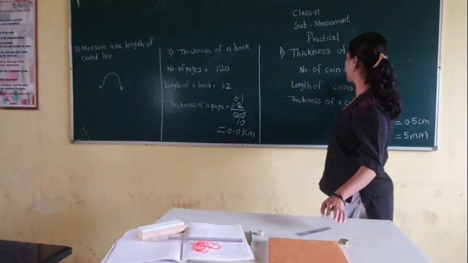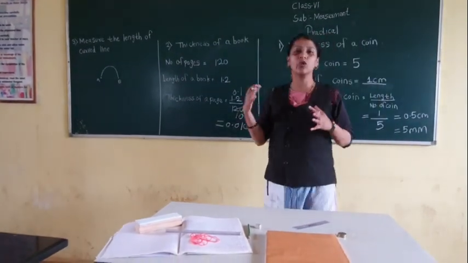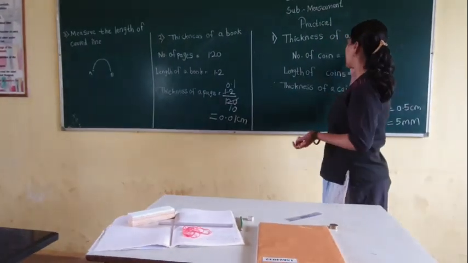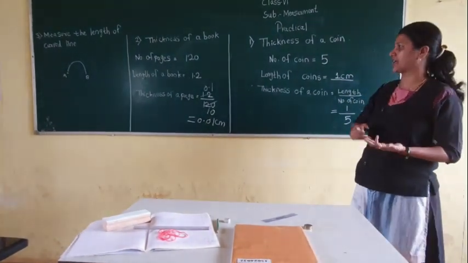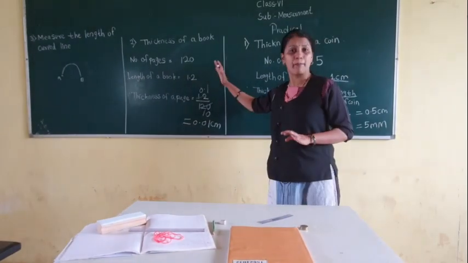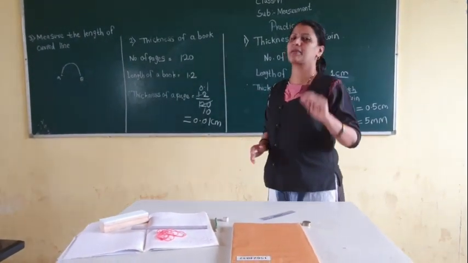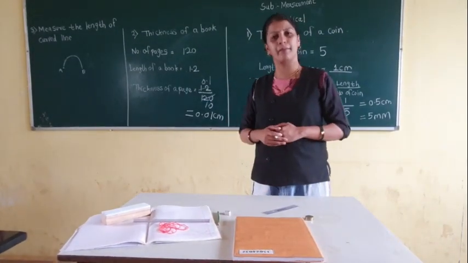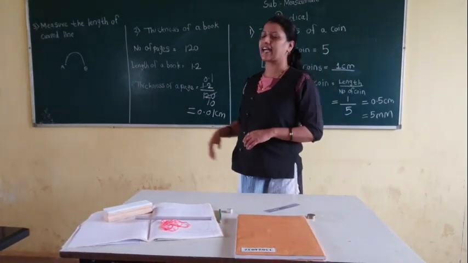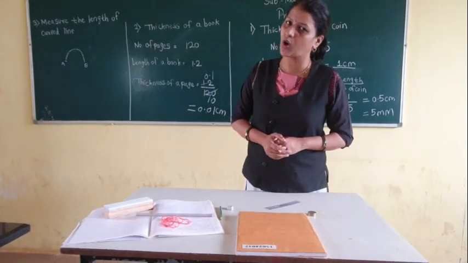I hope you have understood these 2 practicals. You can do this practical. Here you can take a 5 rupees coin, 2 rupees coin or 1 rupee coin. And here you can take your maths book, because your maths book is a little bit thick. So you can use the maths book for the measurement. So do this activity at your home.